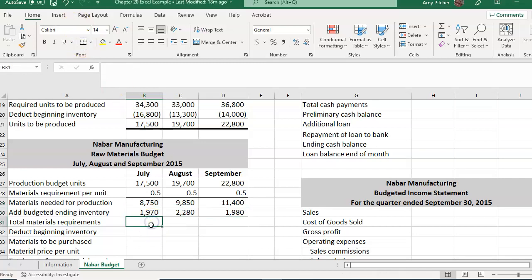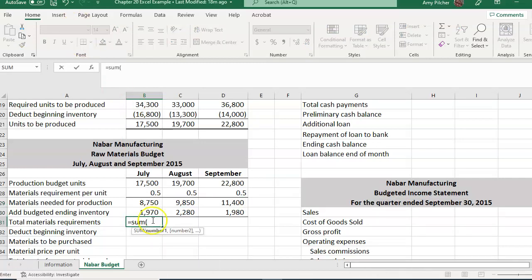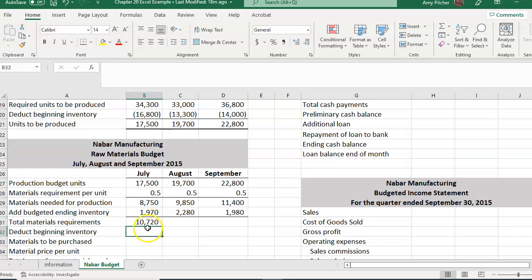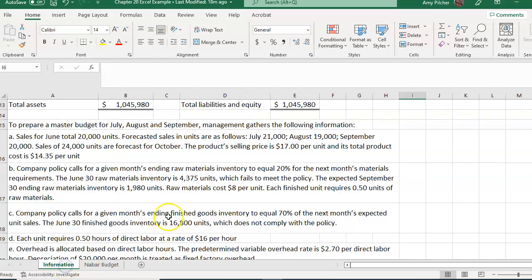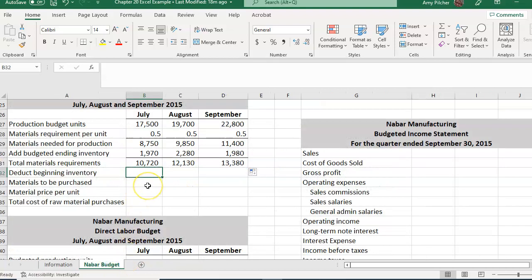If we add those together, that gives us our total materials requirement. And then we're going to deduct that beginning inventory. So we need to get our beginning raw materials inventory. So 4,375. That as a negative number.